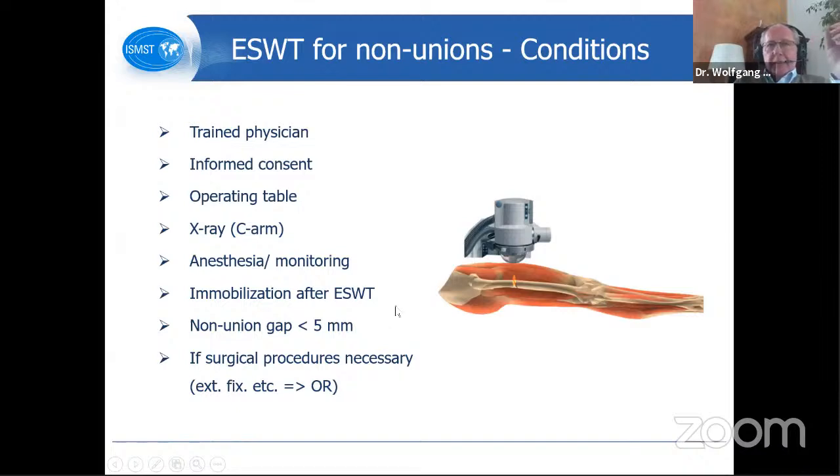Very important is immobilization after the shockwave therapy, because we know that the initial part of healing is the ingrowth of capillaries. And those capillaries are crossing the fracture gap, and we want to avoid micro movement in this fracture gap. And that's the reason for very mobile, for instance, tibial non-unions, we even put on an external fixator after shockwave therapy. What we also learned over the years is that in long bones, with a non-union gap of more than 5 millimeters, you don't have good chances to bring this to healing. And if surgical procedures are necessary, such as dynamization, removal of broken screws, you need an OR, of course.